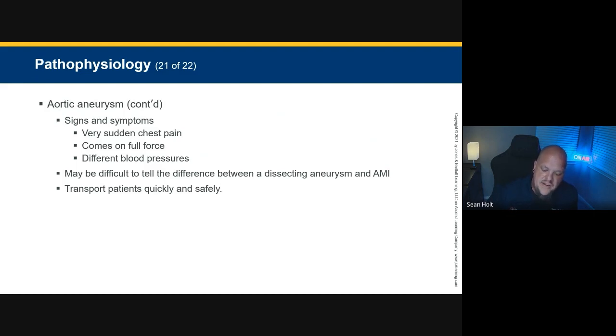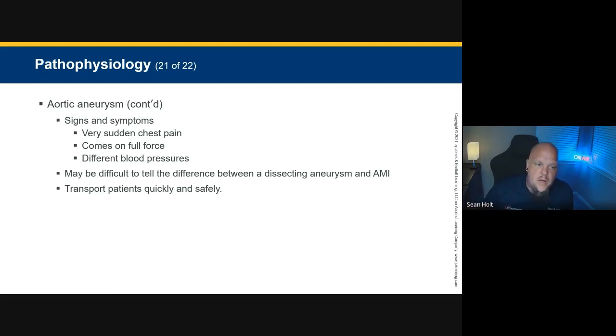Signs and symptoms are going to be very sudden chest pain with an aortic aneurysm. Comes on full force, doesn't work its way up. It's all of a sudden acute, really, really bad chest pain. Okay. And there's going to be different blood pressures on different arms. The way that works is the anatomy of the blood flow to the left arm versus the aorta perfusing to the right arm. Okay. So you may have a higher than normal blood pressure on one arm that's not equal to the other side. You may have unequal pulses. If you just compare radial pulses, one's going to feel stronger than the other.